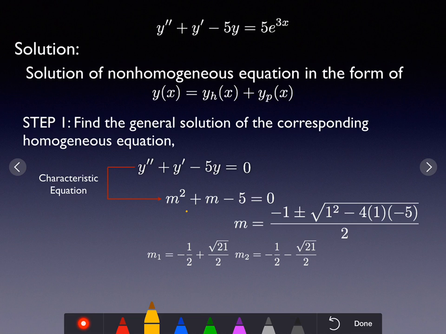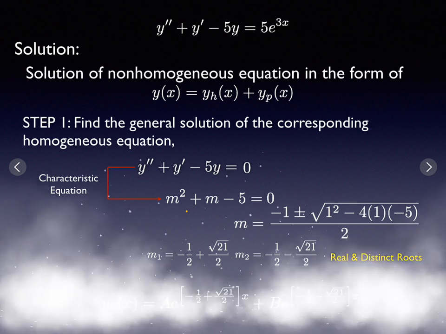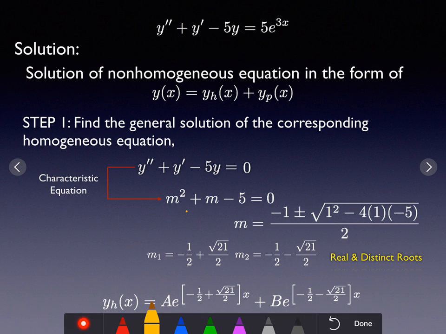Based on m1, m2, these are real and distinct roots. And from the previous table, this is how I get the yh. So it's very easy. Now we proceed to the second step, but this one we're going to use in step 4 later.